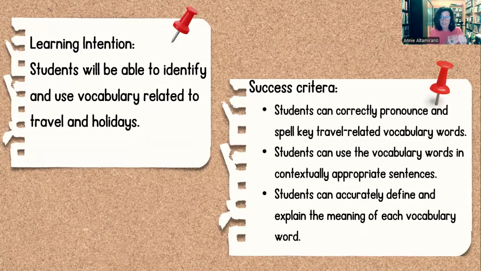Break down the learning intention into observable, measurable criteria that indicate successful achievement. These criteria provide students with clear benchmarks for their learning progress. For example, students can correctly pronounce and spell key travel-related vocabulary words. Students can use the vocabulary words in contextually appropriate sentences. And students can accurately define and explain the meaning of each vocabulary word.